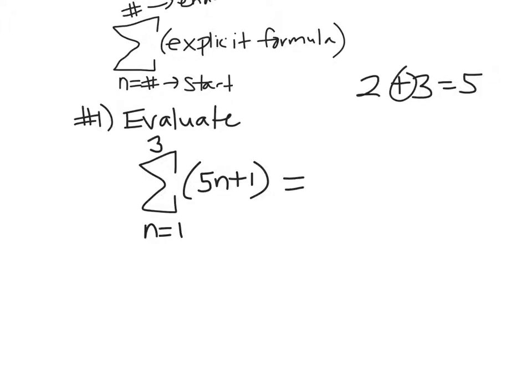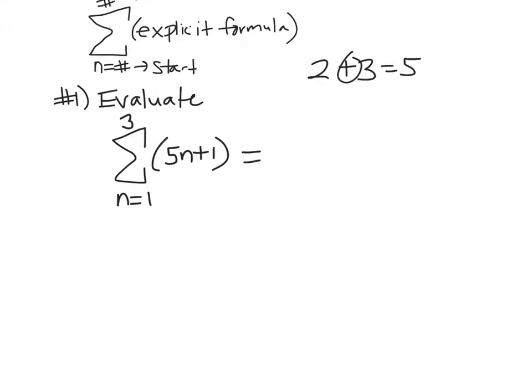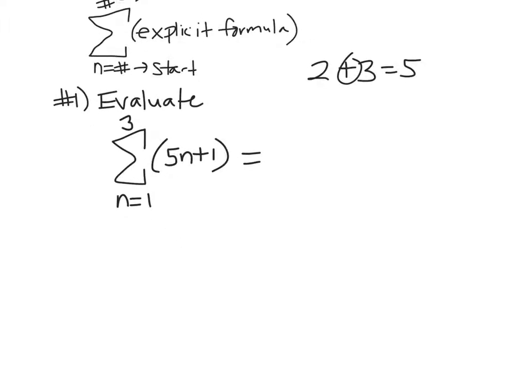We're going to now write the numbers that we need to add up. The numbers that we need to add up start at n equals 1 and end at n equals 3. So I need to find out what it is when n equals 1. So let's plug in 1 for n, and what do you get?